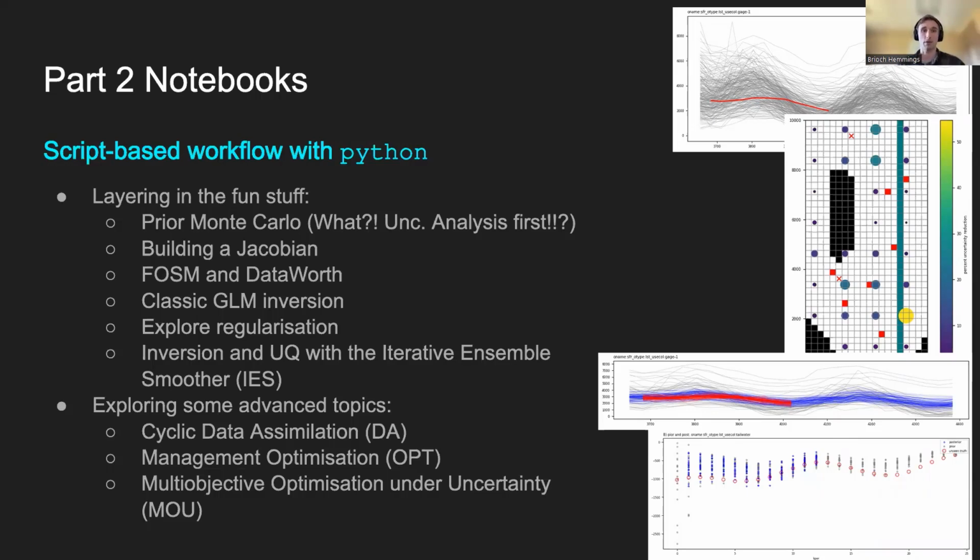And then towards the end, we've got some really fun advanced topics that I'm still getting my head around. So this is cyclic data assimilation, management optimization using PESTPP-OPT, and then multi-objective optimization under uncertainty, PESTPP-MOU. And they're all kind of different paths that the user can walk down, exploring different ways of taking these scripted approaches through an analytical process. And there will be more to come, but this is where the notebooks are sitting at the moment. I'll pass back to you, Jeremy.